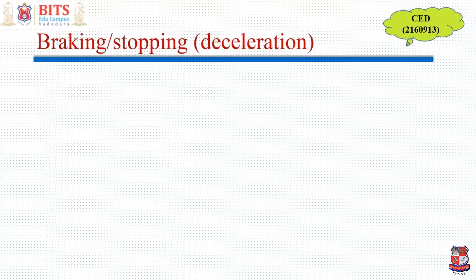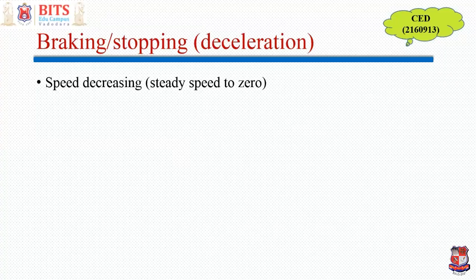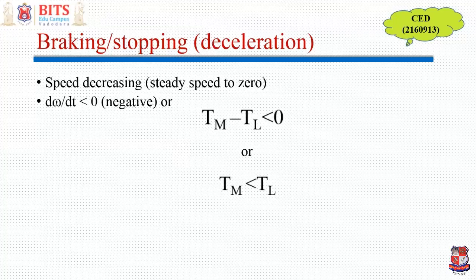So let's go to the third part. The third part is about braking or stopping, which is called deceleration. Deceleration means you have a steady speed and now you want to stop or reduce the speed. The situation is very simple. Your speed is reducing, that means d omega by dt is negative, or less than 0. That means Tm minus TL is less than 0, or in other words, the motor torque should be less than the load torque.